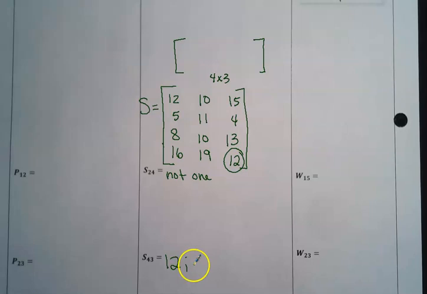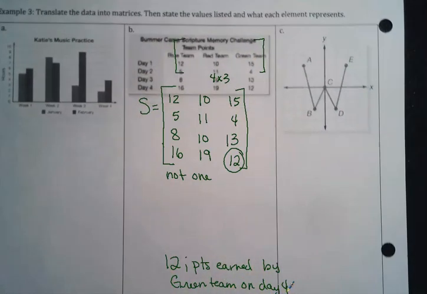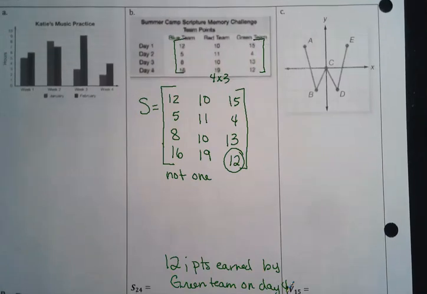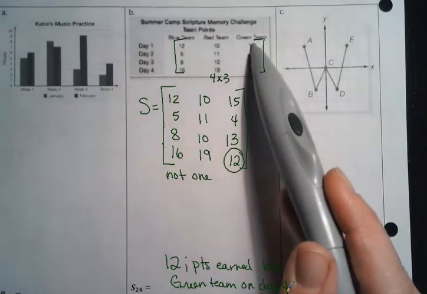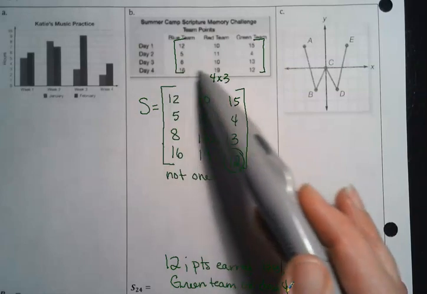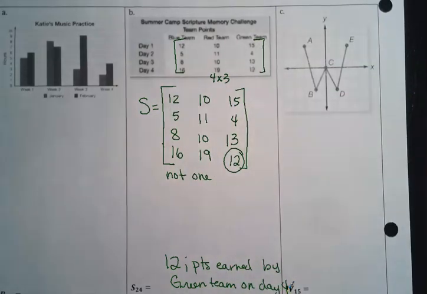The points earned by the green team when? Okay, on day 4. Good. So 12 is the number of points earned by the green team on day 4. Again, if we look here, we see that 12 is the team points earned by the green team on day 4. Okay, so we're just finding where those things match.